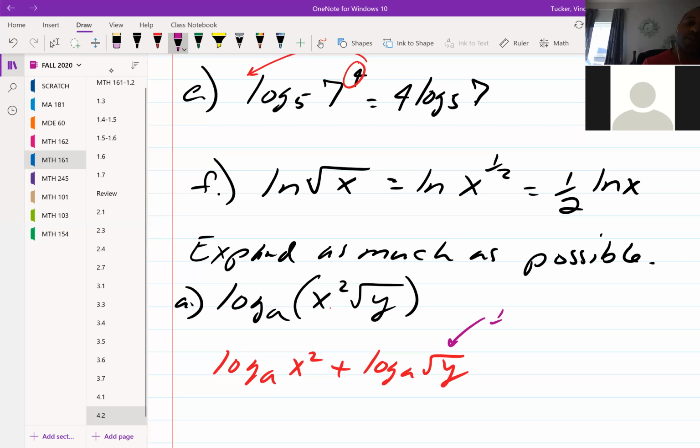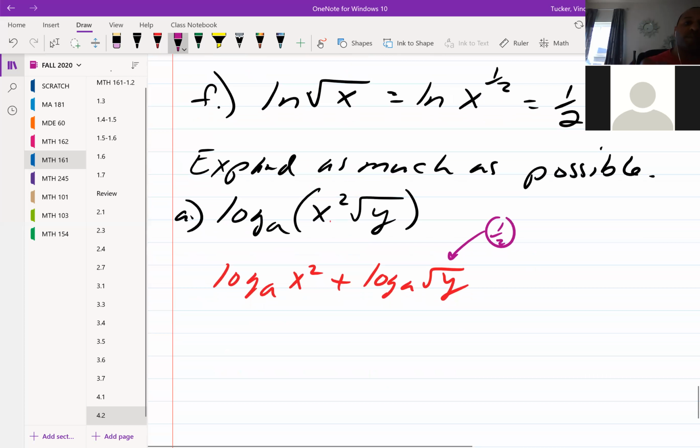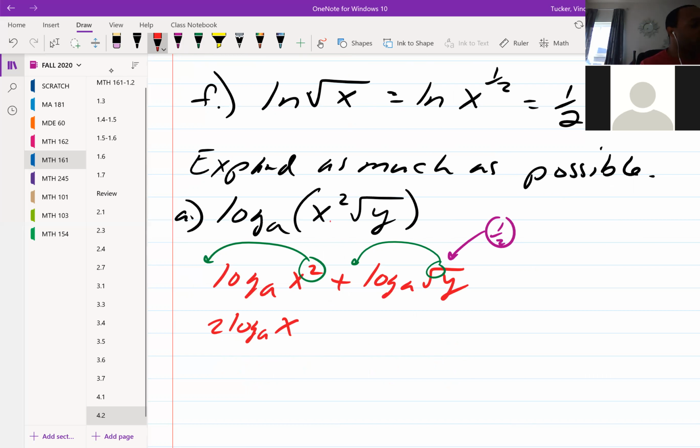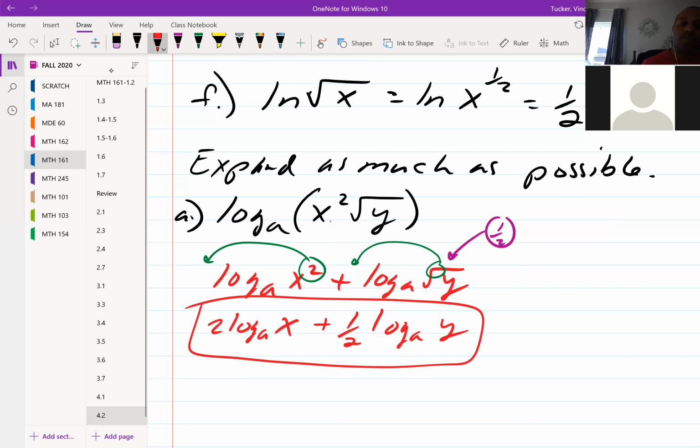So my exponent here for that square root is 1/2, like I mentioned before. And to use the power rule, we take each one of our exponents and put it up front. So it's going to be 2 log base a of x plus 1/2 log base a of y. And that's your answer.